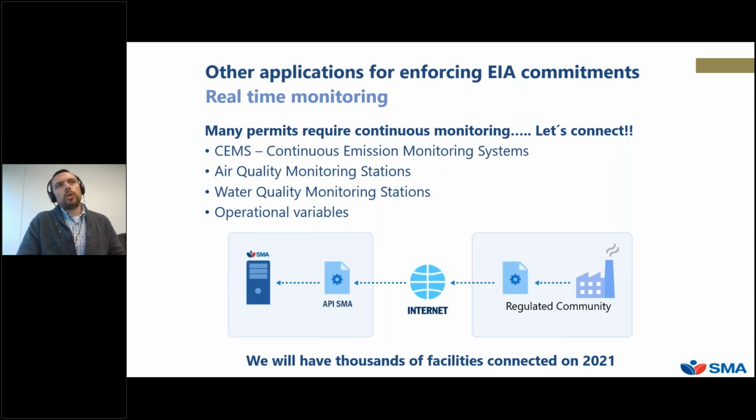And finally, the last one, we are promoting real-time monitoring, because many permits require continuous monitoring. That is in the document, so let's connect. The idea is that this includes continuous emission monitoring systems, air quality and water quality monitoring stations, and some operational variables. So we're using APIs to do this, and it's very fast and cheap.